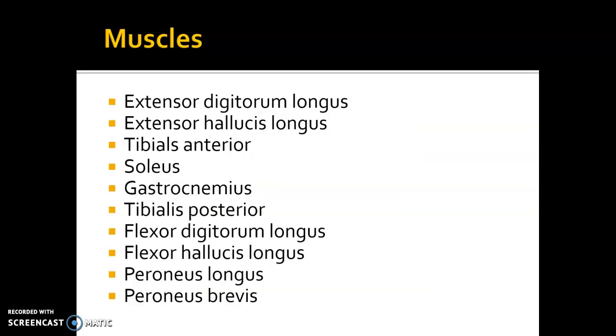All right, for muscles, this looks like a daunting long list. We do not have to know all of them for this class. It's a little bit advanced, but I am going to talk about the 4 muscles in the middle. So starting with tibialis anterior, soleus, gastrocnemius, and tibialis posterior. Those are the ones we're going to focus on for this class.